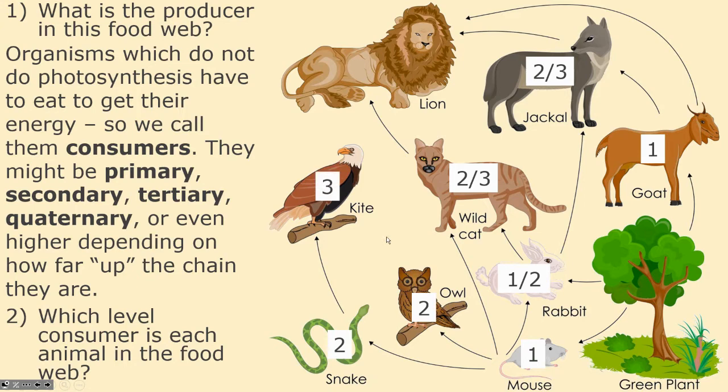The kite is just a tertiary consumer because there's only one arrow going to it, and it's coming from the snake, which is a secondary. So we've got primary, secondary, tertiary. The lion occupies three different levels. It could be a secondary consumer if it eats the goat directly, but it could also be tertiary or quaternary, depending on how we think about the jackal and the wildcat.